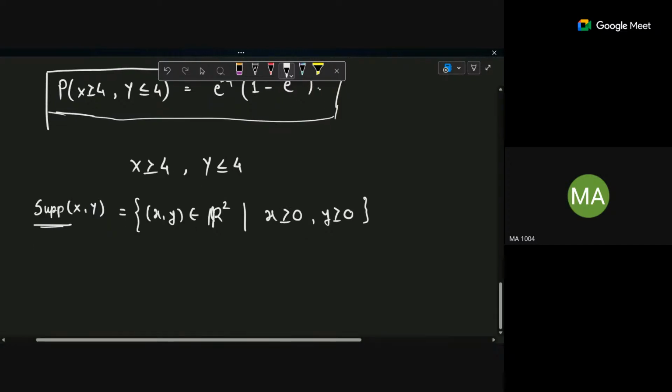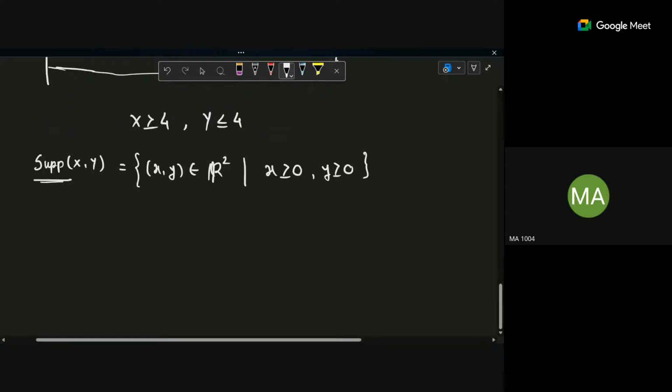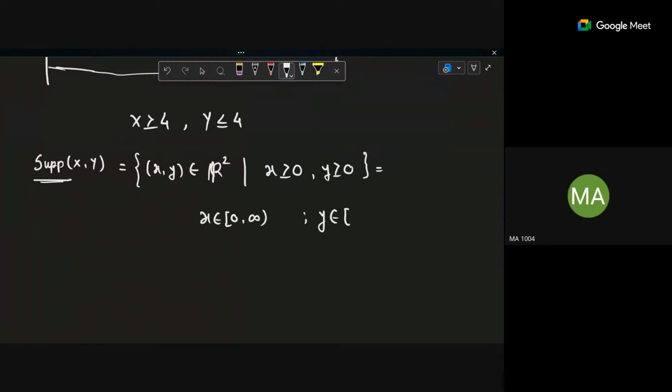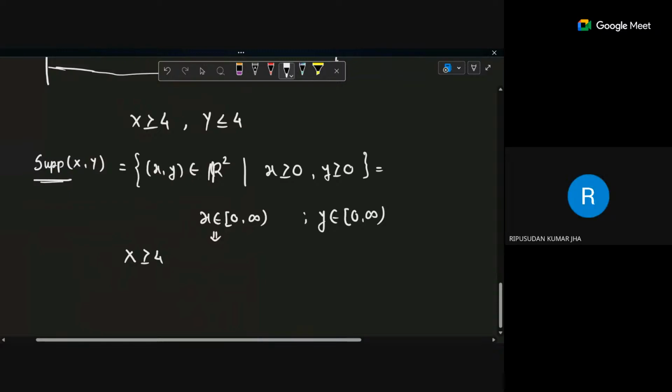Then out of this range, you want only those x for which values are greater or equal to 4, and y for which the value is less or equal to 4 in this particular range. So if I decode it again, x will belong to what? 0 to infinity, right? And y will also belong to 0 to infinity. Now, can you give me the range for x greater or equal to 4 out of this set? 4 to infinity.